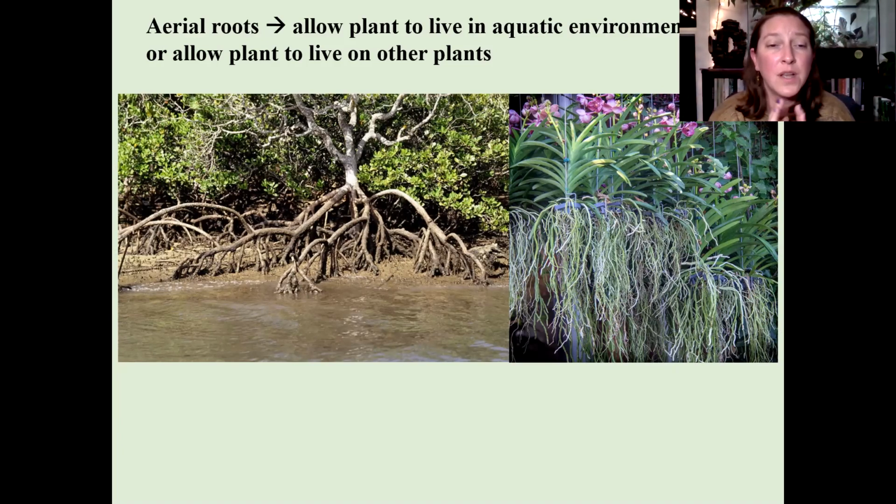But yeah, aerial roots help plants live in these environments. In the case of the mangrove, it allows the plant to get oxygen in the roots because they won't be underwater.